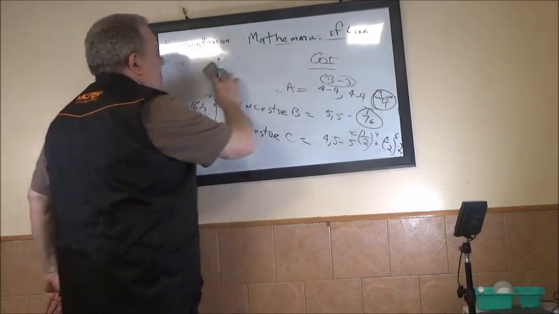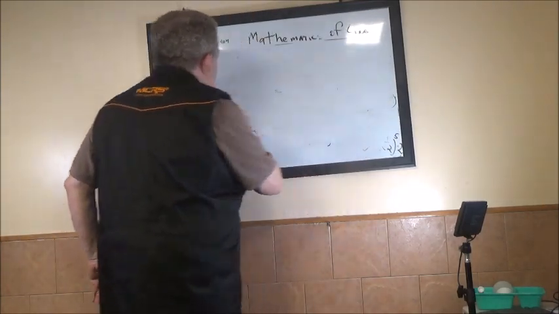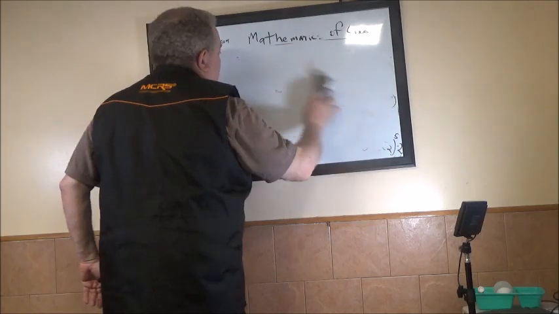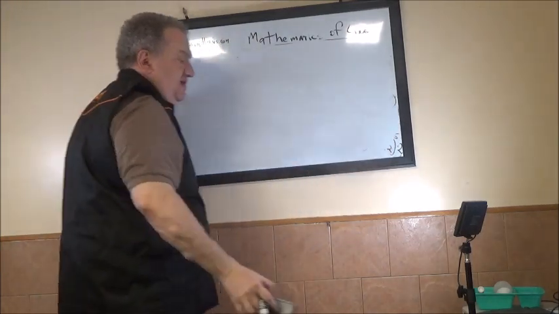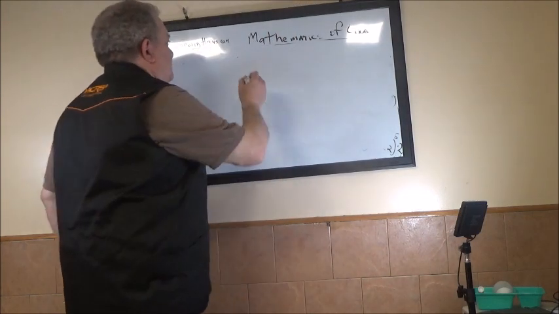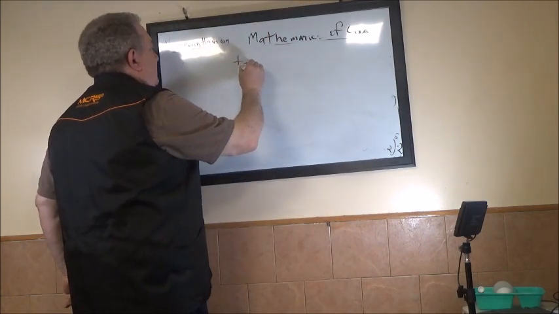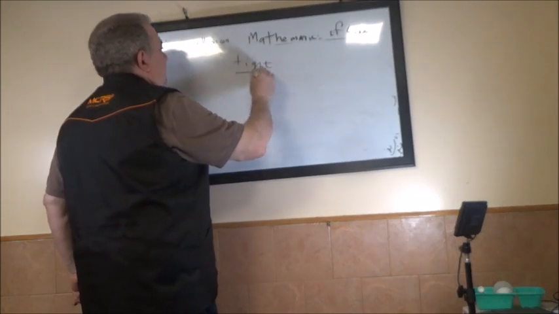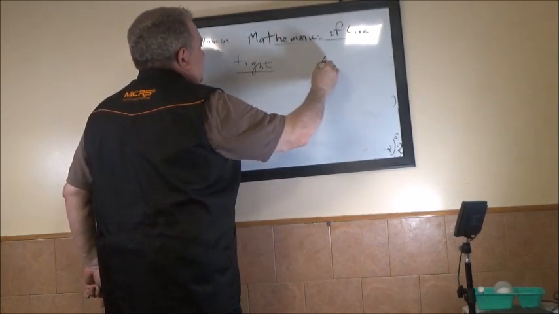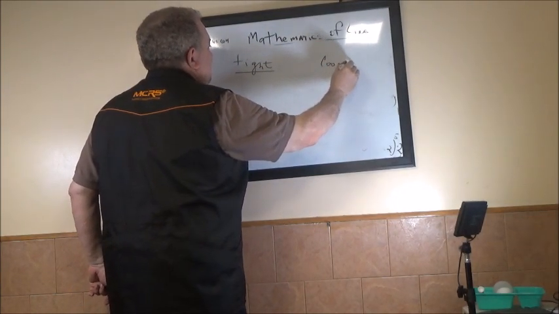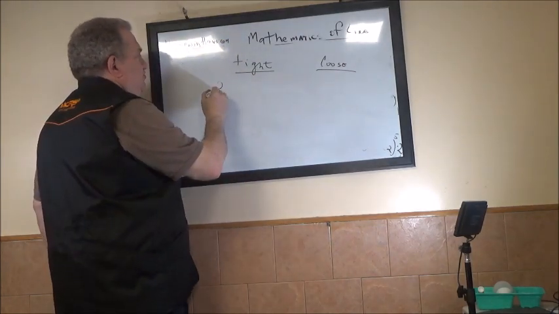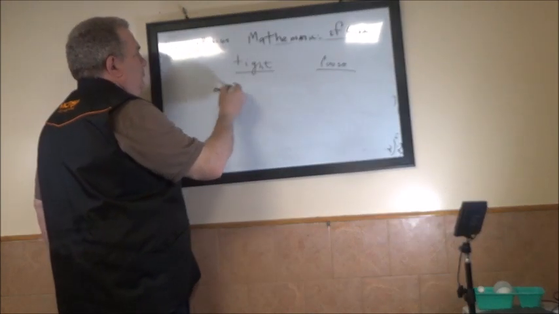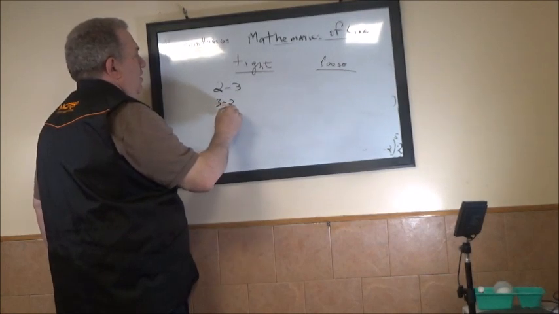What is tight inbreeding versus loose inbreeding or line breeding? I'm not going to explain inbreeding because I think you know what that means. I'm going to explain line breeding. So what is tight versus loose line breeding? Well, an example of tight is 2-3, uncle to niece, or 3-2, aunt to nephew.